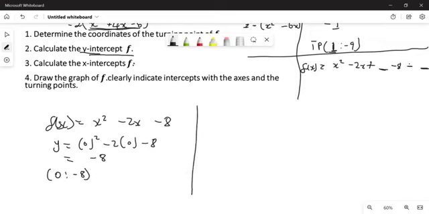Okay, let's go to the next one then. How do you get your x-intercept then? y should be 0. So you have 0, which is going to be equal to x squared minus 2x minus 8. Then after this, you're going to factorize again.